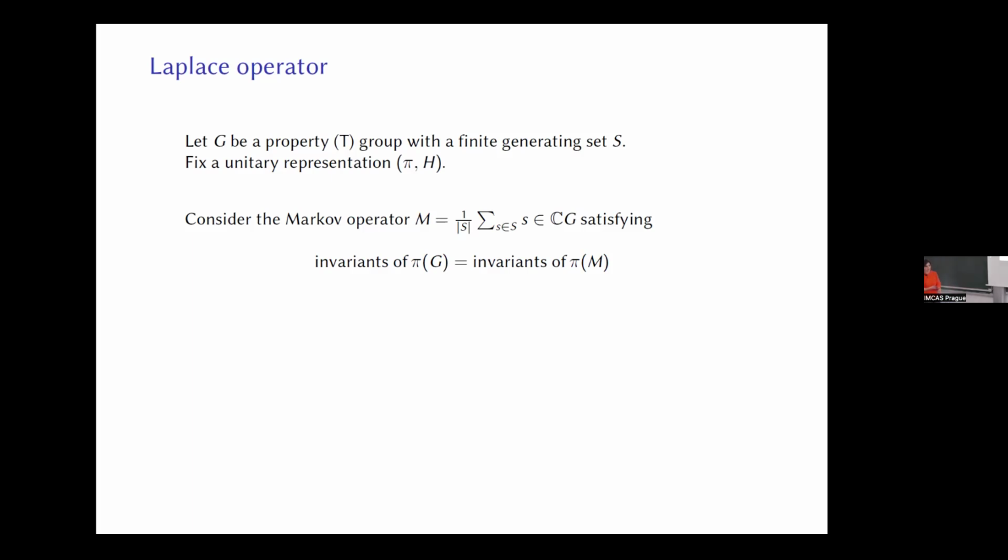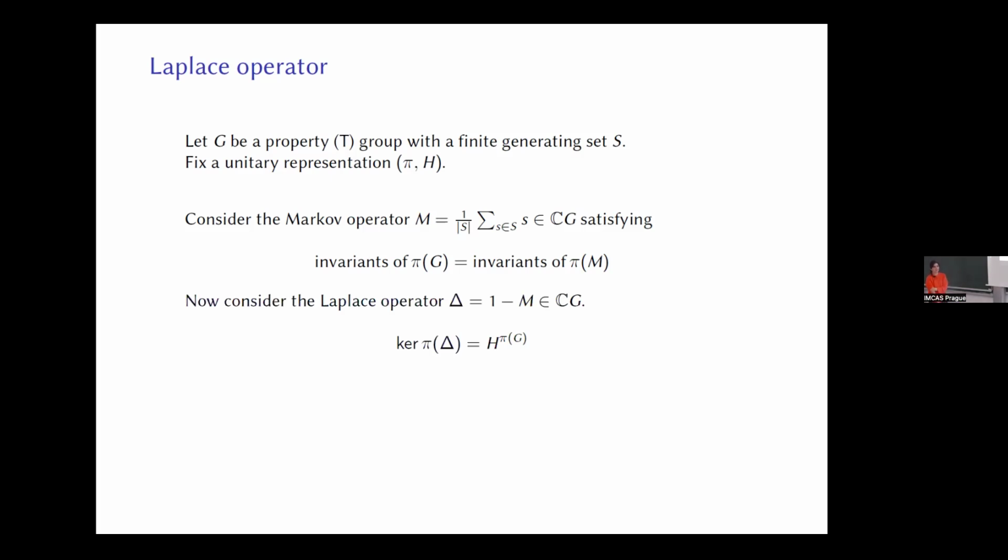it fixes. So one side is easy to see. If g is fixed by any generating element, then it is fixed by the operator M. And to see the opposite, one just needs to use the convexity argument, exactly. To show the other way, one needs to use the convexity argument to see that the invariants of pi(G) and M are equal.